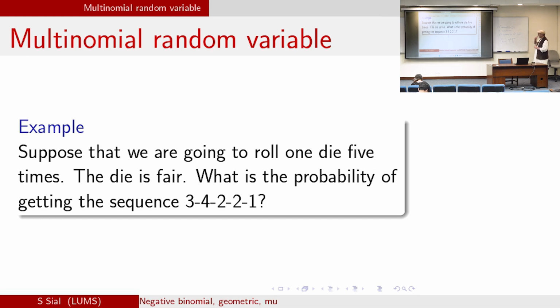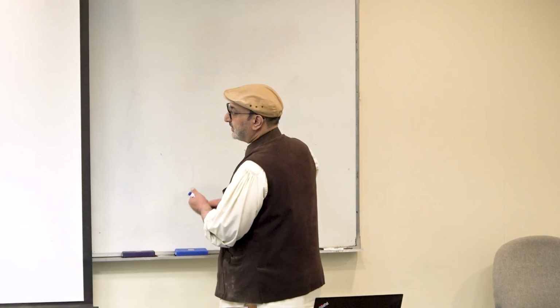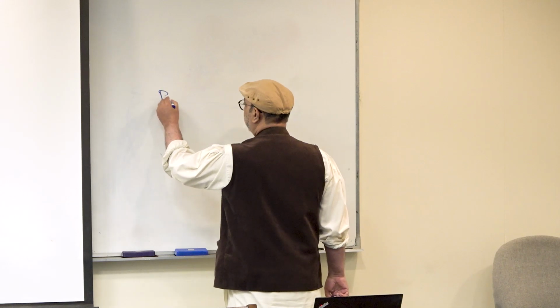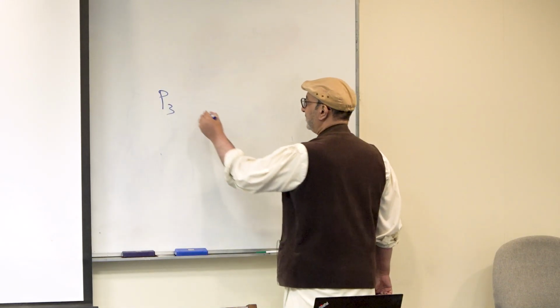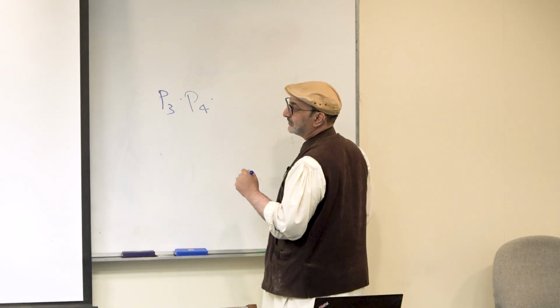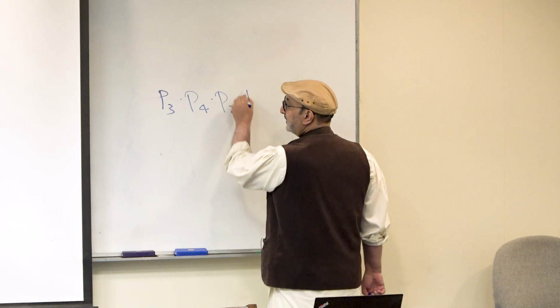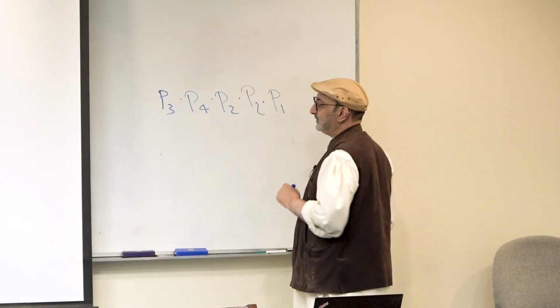Okay, so I'm going to roll one die 5 times. The die is a fair 6-sided die. What's the probability of getting exactly the sequence 3, 4, 2, 2, 1? No, that's exactly that sequence. Okay? All right, so it's the probability of rolling a 3, times the probability of rolling a 4, times the probability of rolling a 2, times the probability of rolling a 2, times the probability of rolling a 1.